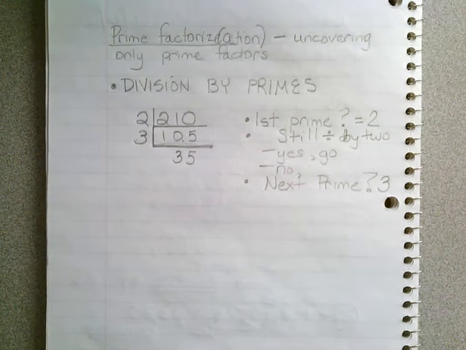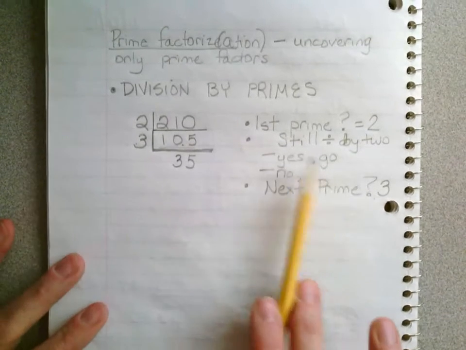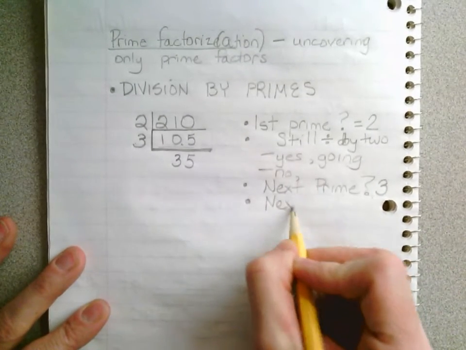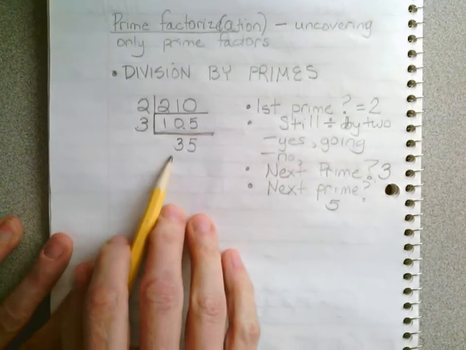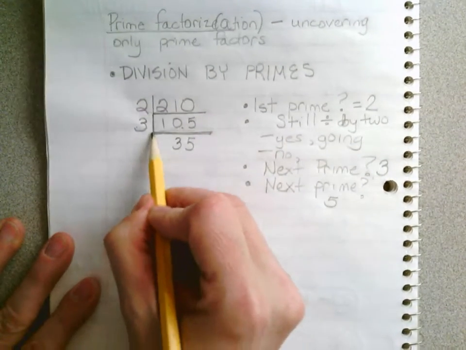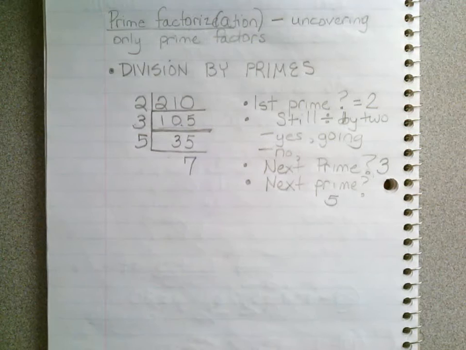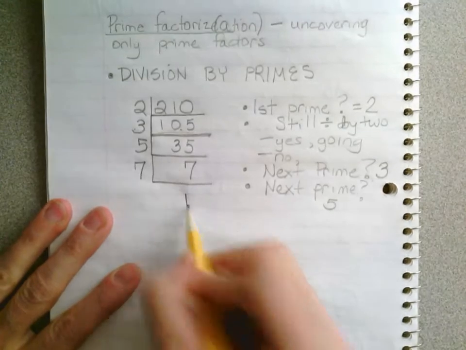Okay. Is it still divisible by 3? No. If it were yes, keep going. If it is no, what is the next prime in the list of primes? She says it's 5. Is this divisible by 5, class? Yes. Boom, 5, and now we're down to 7. Is this still divisible by 5? No. Okay, next prime is 7. Is this divisible by 7, class? Yes. The quotient of which is a 1.